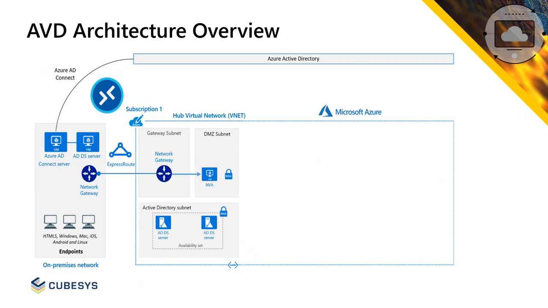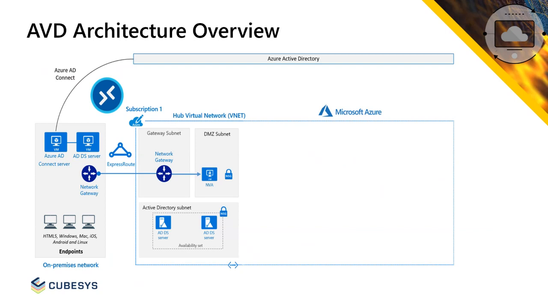Here is a typical AVD architecture overview. Over on the left-hand side, we've got our on-premise network. We've got our domain controllers and whatever file servers, etc. We've got an ExpressRoute connection into our VNet in Azure. We've got our traditional resources deployed.